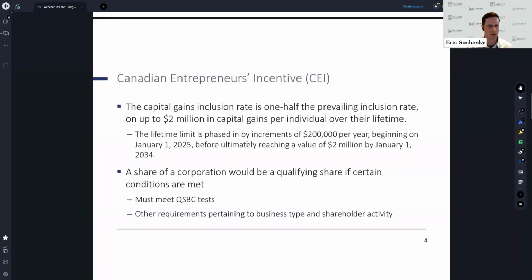So it's a little bit of a slow phase-in period, which is kind of odd. But just to explain how this works, because it can get a little bit complicated: if you're a small business owner and you sell shares that would otherwise qualify for, let's say, the lifetime capital gains exemption, your first 1.25 million will effectively be tax-free.